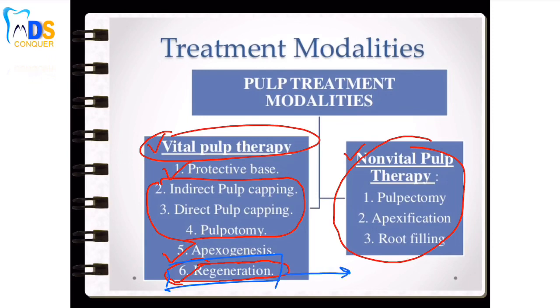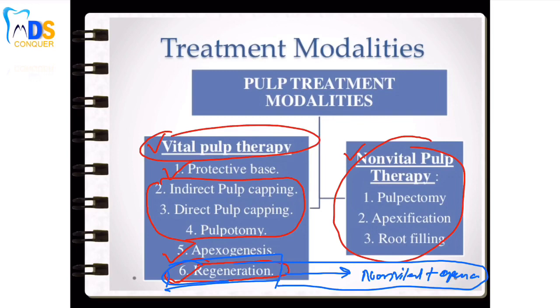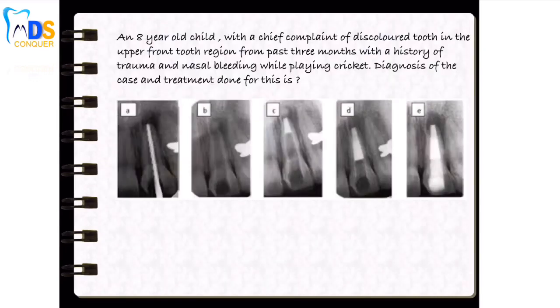For example, if it is a regenerative case, the most important thing is a non-vital pulp with an open apex case, and preferably the age of the patient or the candidate should be very young, so the regenerative chances will be high. So this is the key point that you have to learn. If you want to get a good clear-cut idea, you can go back and check the regenerative endodontics video, which is available on our website.